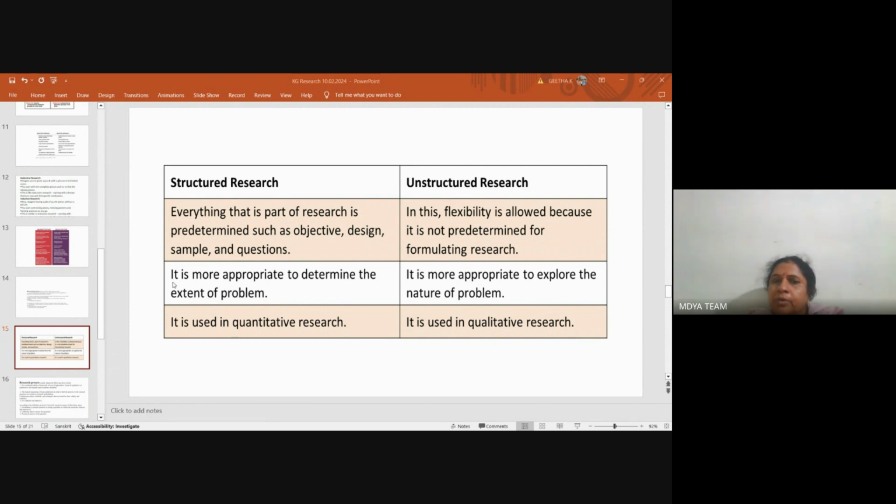Okay. So we have identified the problem. For the problem, there should be an appropriate solution. That is why they say it's more appropriate to determine the extent of the problem. What is the level of the problem that they have? That is to be determined. So these things will happen in structured research.